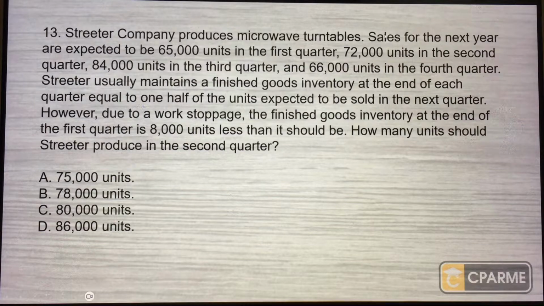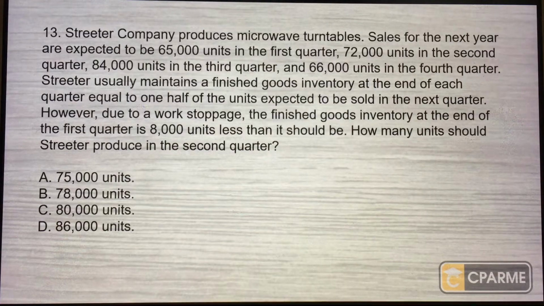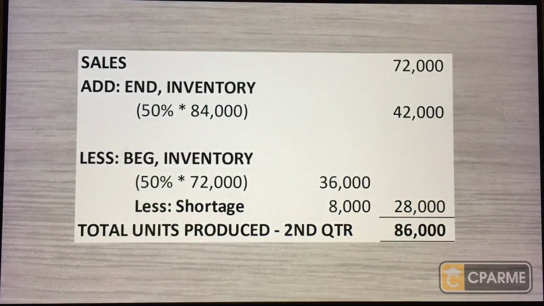Okay, so let's see. The correct answer is 86,000. It's letter D. Did you get the same answer, guys? Okay, so I believe you got the same answer. So I shall go ahead with the next problem.